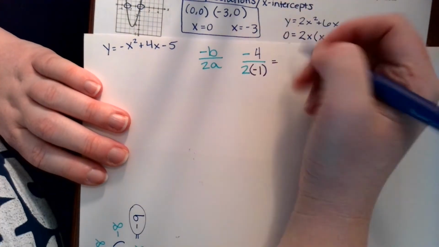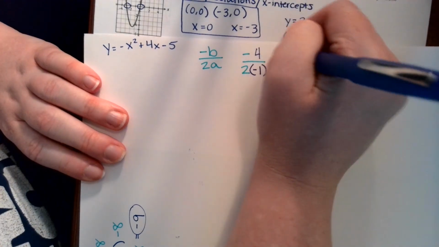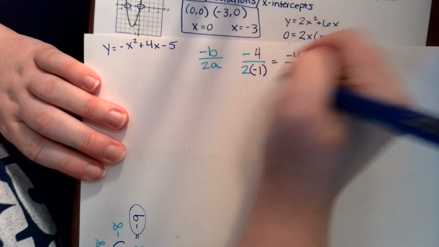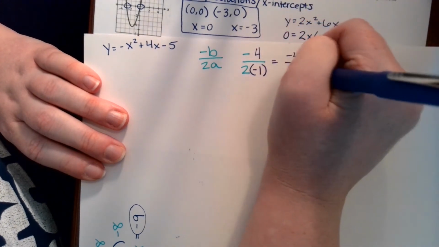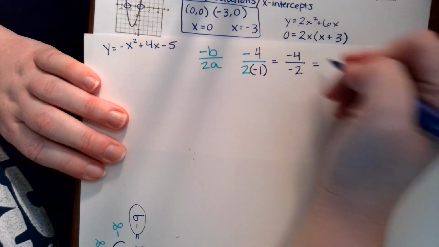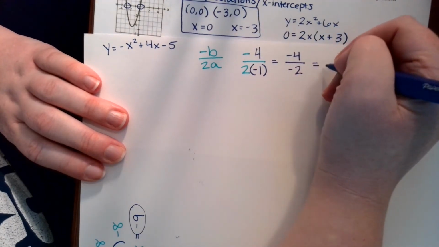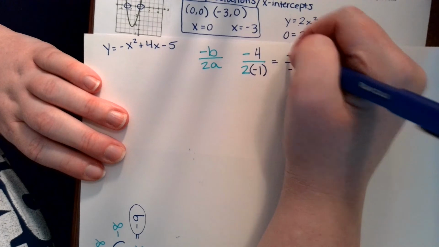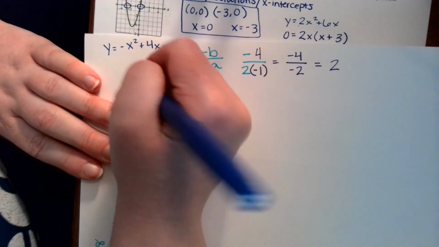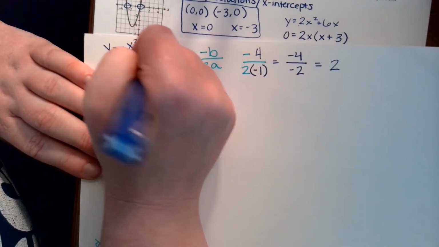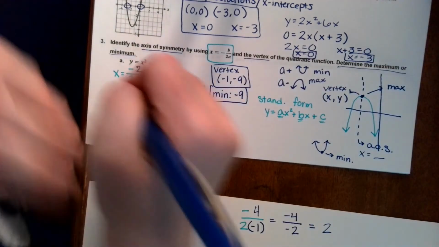All right, so when we simplify, we have negative 4 up top. 2 times negative 1 is negative 2. 4 divided by 2 is 2. Negative and negative cancel. So my axis of symmetry is x equals 2. So we'll write that here.